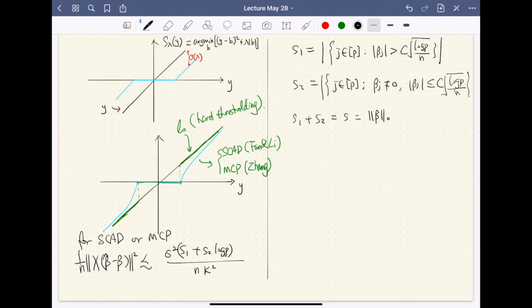So the third improvement is given by a method called SLOPE. This is another penalty function. It is proposed by a paper written by 5 people: Bogdan, Van den Berg, Chiara Sabatti, Weijie Su, and Emmanuel Candès.